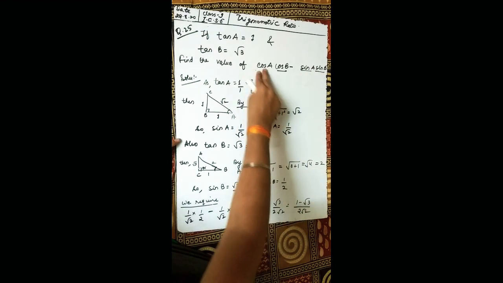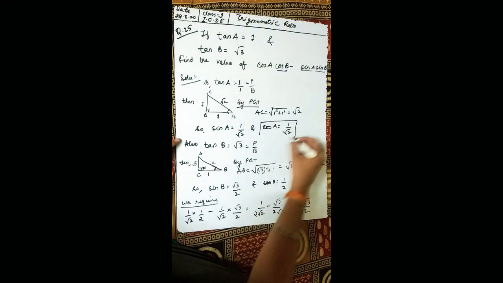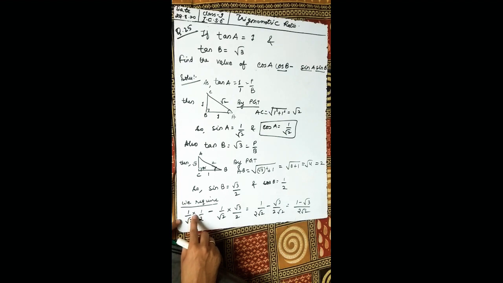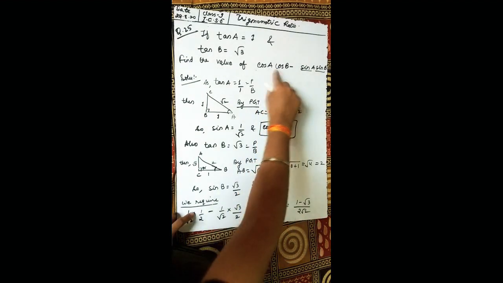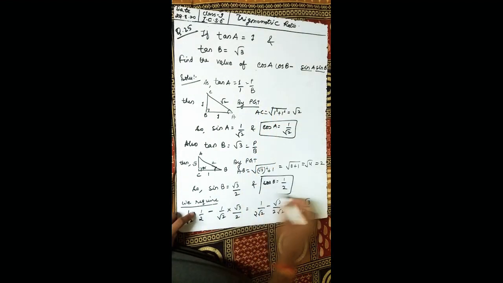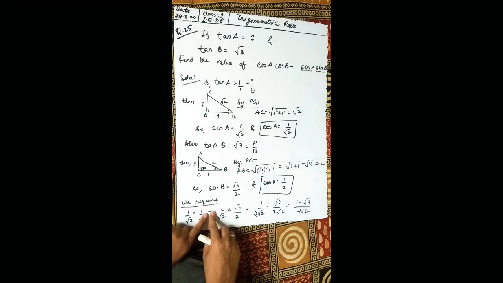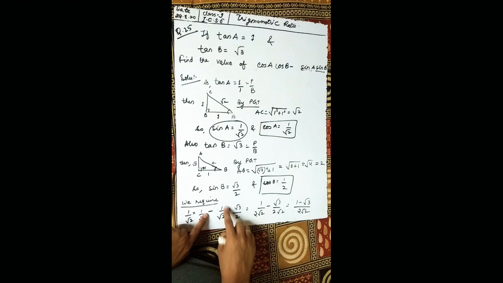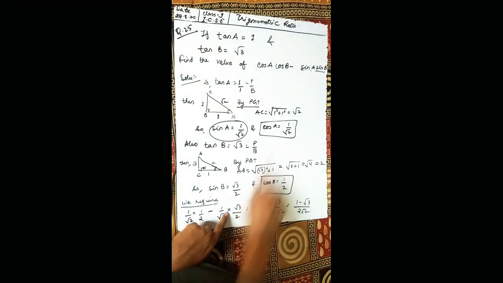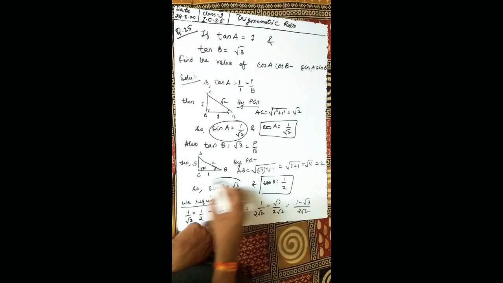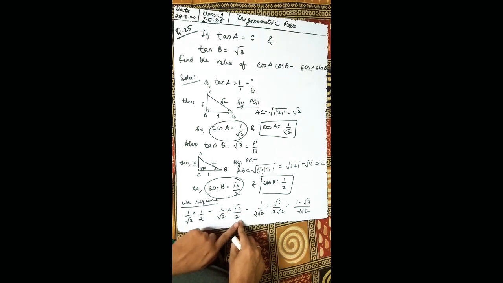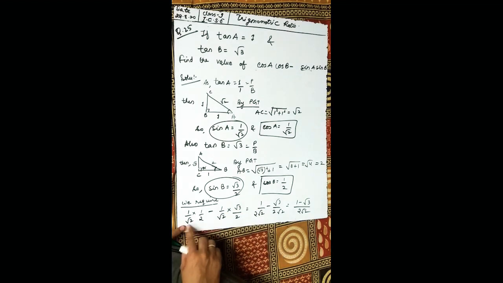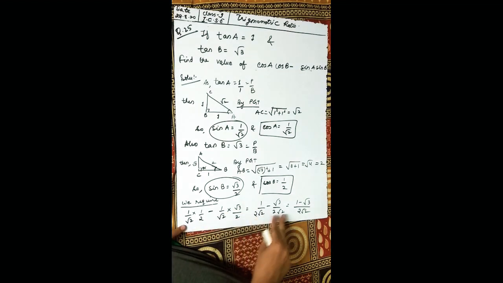So in place of cos A, we can write 1 upon under root 2 into, in place of cos B, what can we write? 1 upon 2, okay, minus sin A. What is sin A? 1 upon under root 2 into sin B. What is sin B? Root 3 by root 2. Now this is 2 root 2 and this is also 2 root 2 in the denominators.